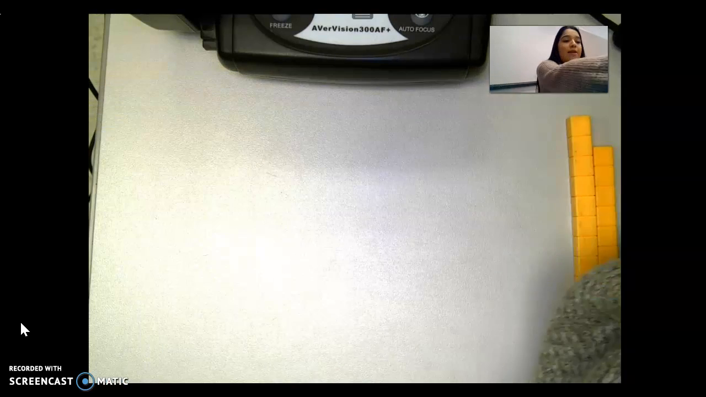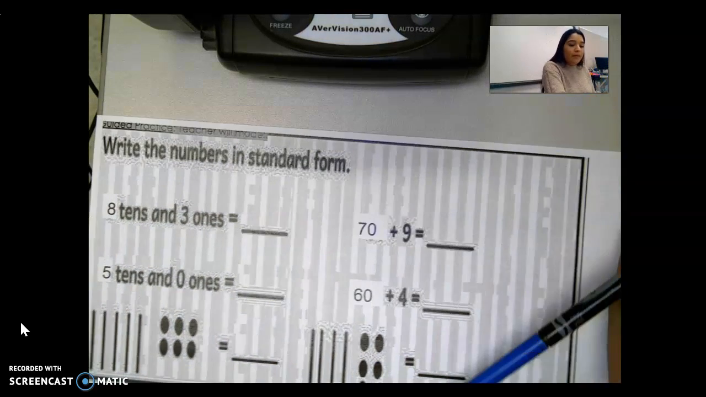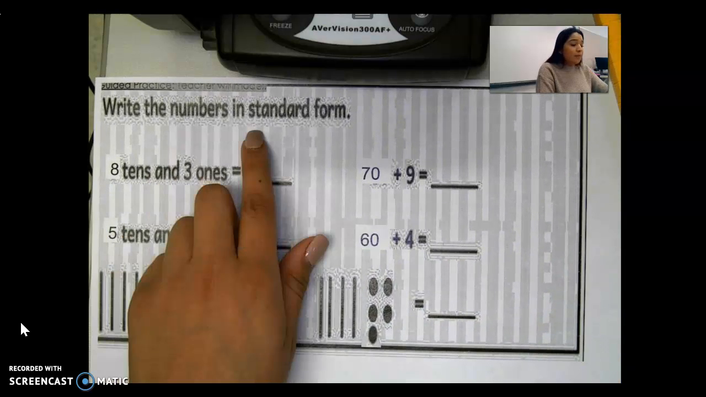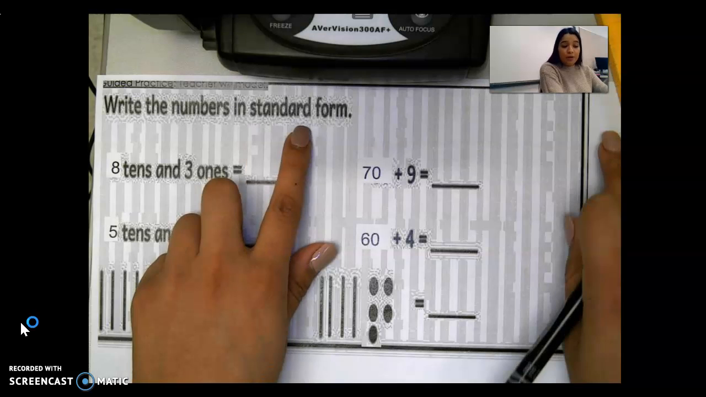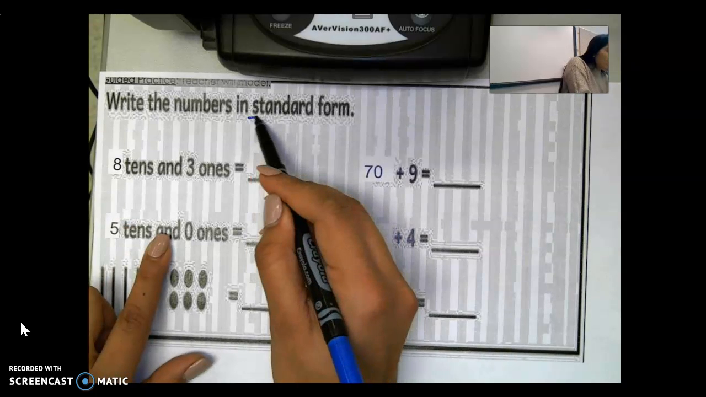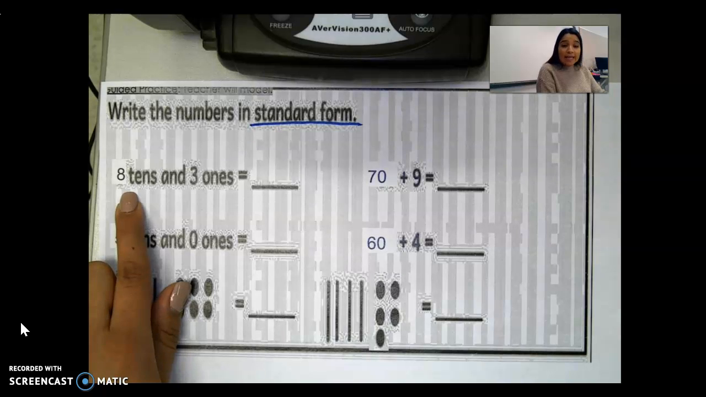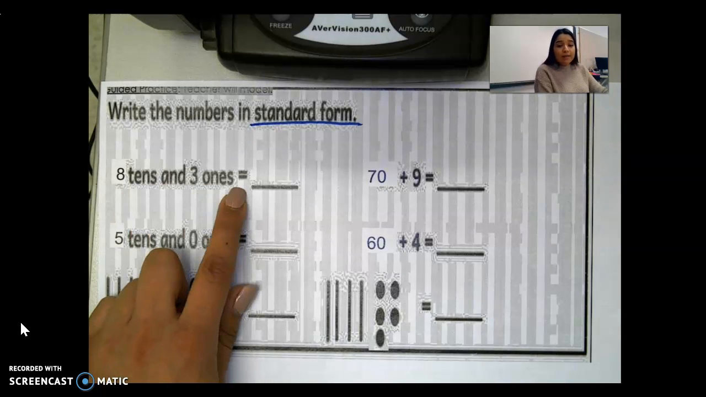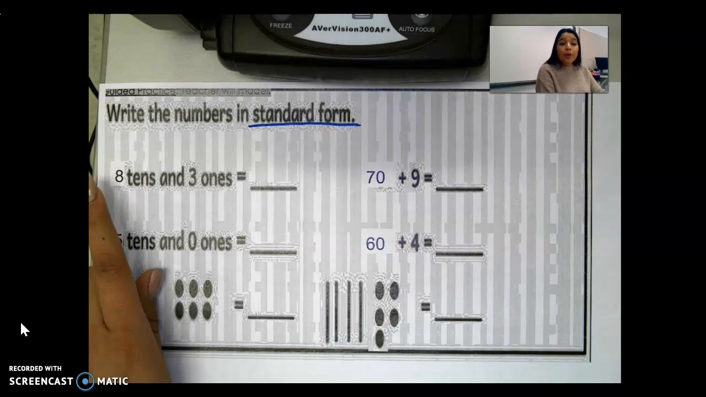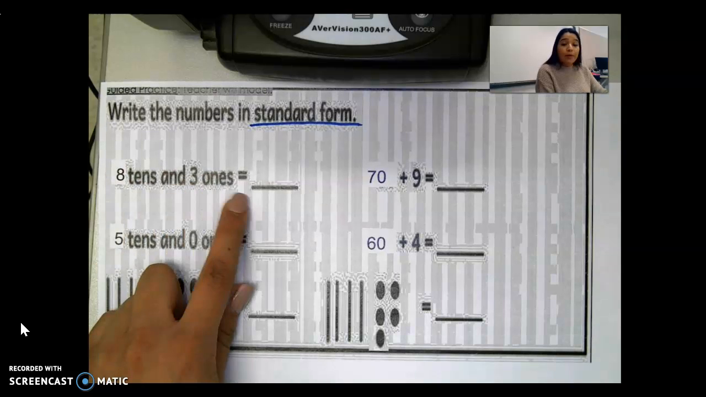Now let's look at another sheet. Right here we have to write the numbers in standard form. So what form are we writing them in? Standard form. So let's take a look at all of our numbers. We have 8 tens and 3 ones. So 8 tens. The number of tens goes first, then the number of ones.